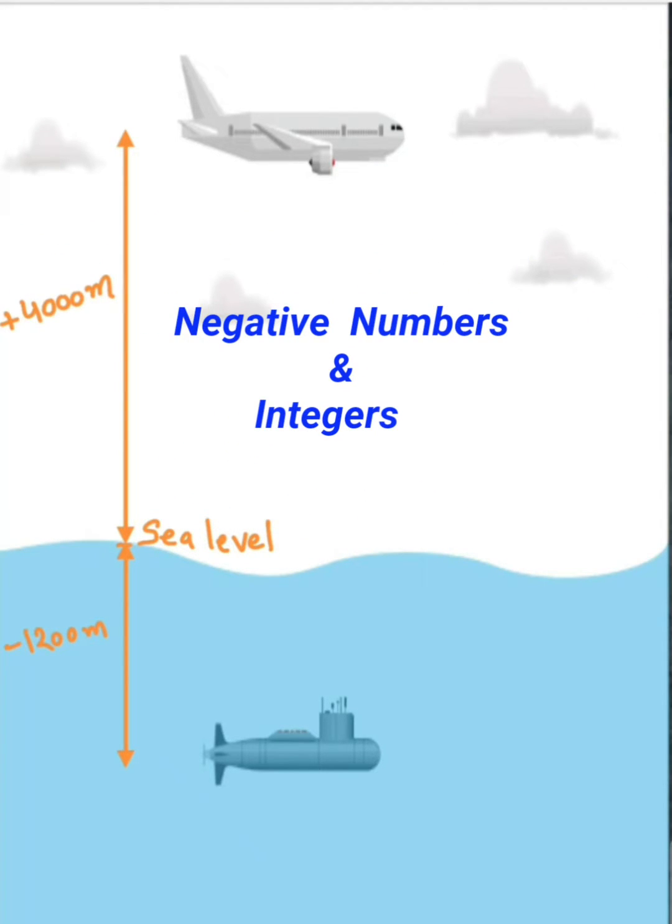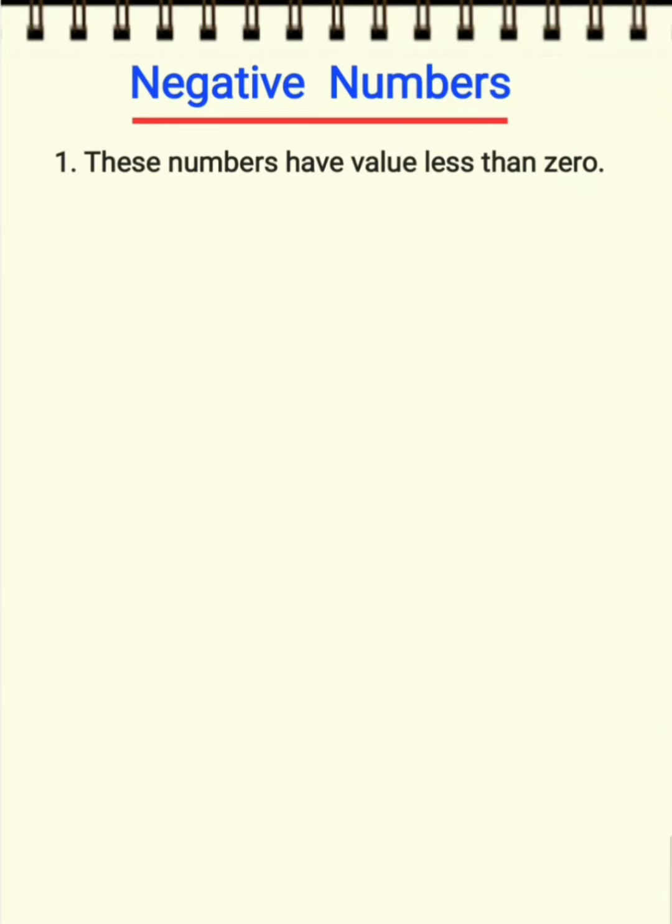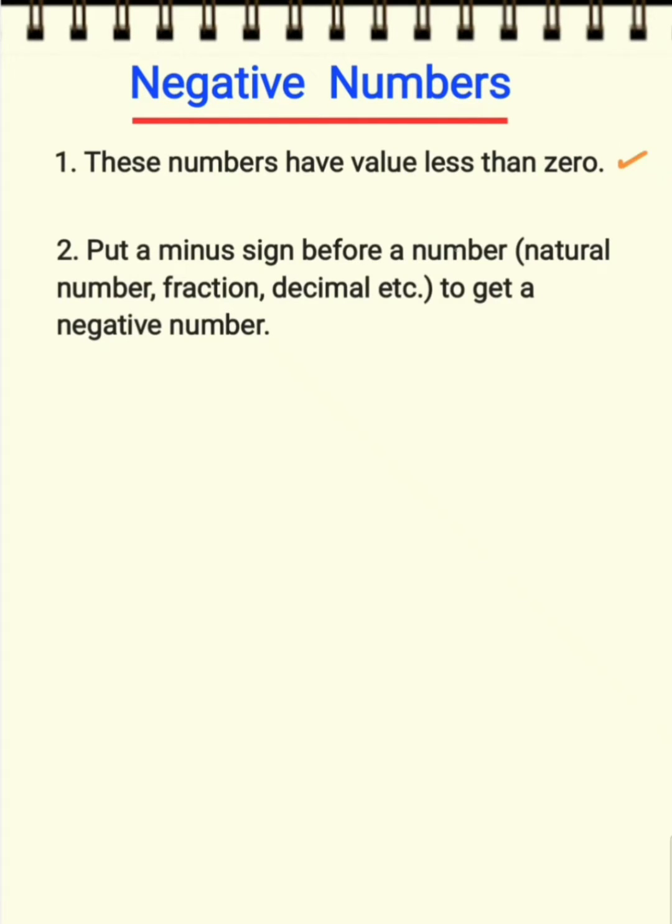In this video we are going to discuss negative numbers and integers. Negative numbers have value less than 0. Put a minus sign before a number, and this number can be natural, fraction, decimal, etc., to get a negative number. For example, this 2 is a natural number, and if I put a minus sign to this, it will become a negative number.